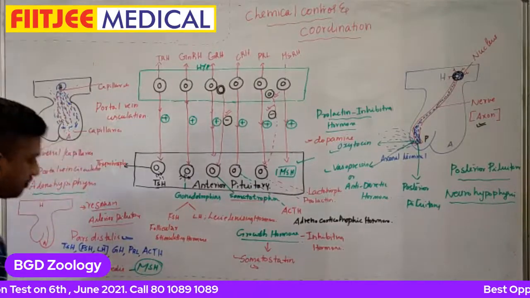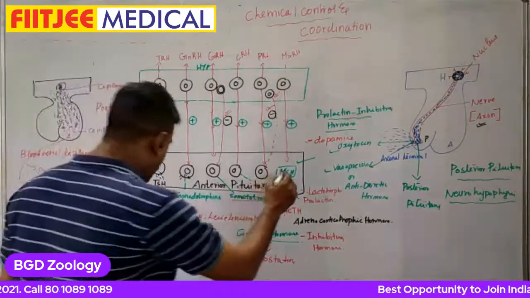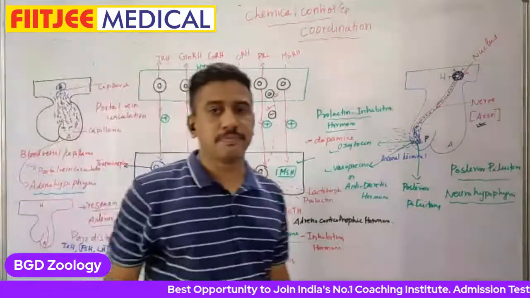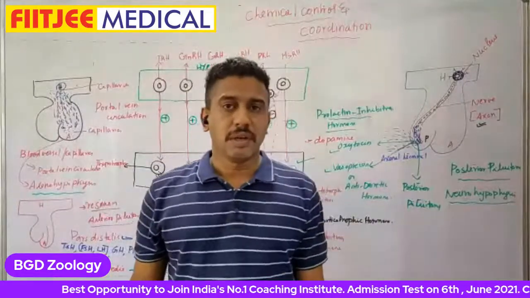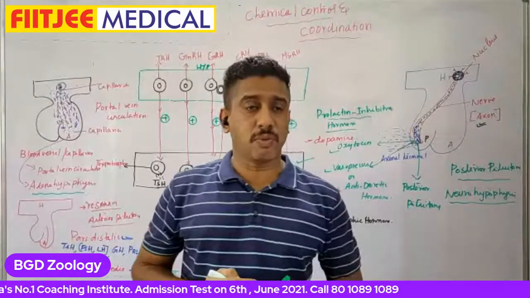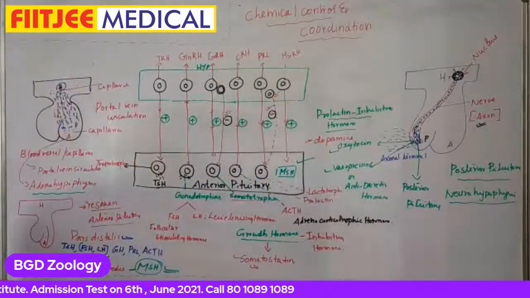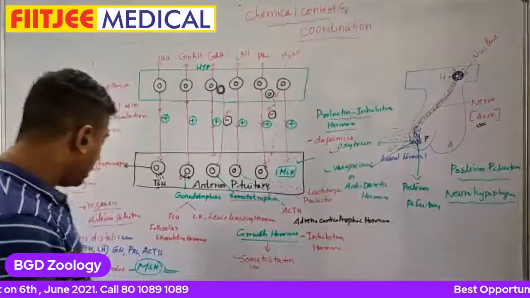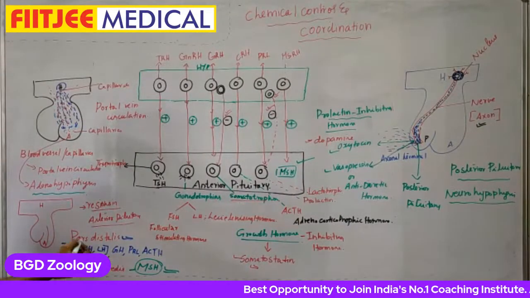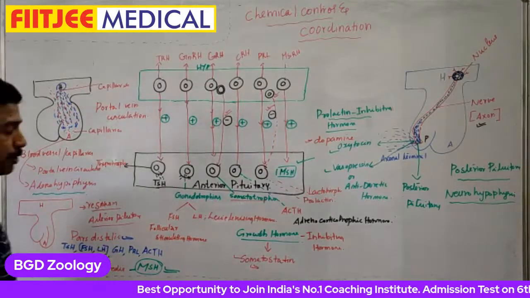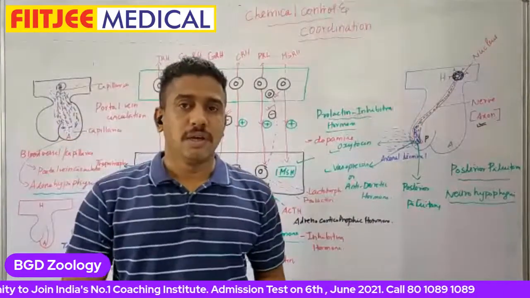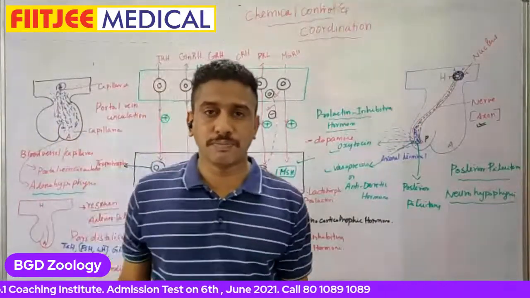So I hope it's clear. From the pars intermedia region only, the MSH will be produced or released. Clear? So the anterior pituitary contains two regions. One is called pars distalis. The majority of the hormones will be released from there. The one exception is the pars intermedia region, which produces only this MSH. That's the one exception to the pars distalis. Clear? Everybody understood that much? Very clear.